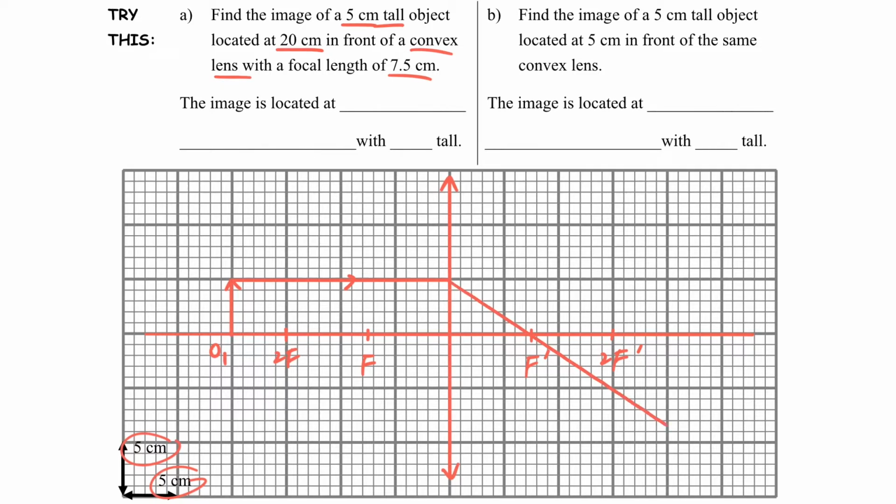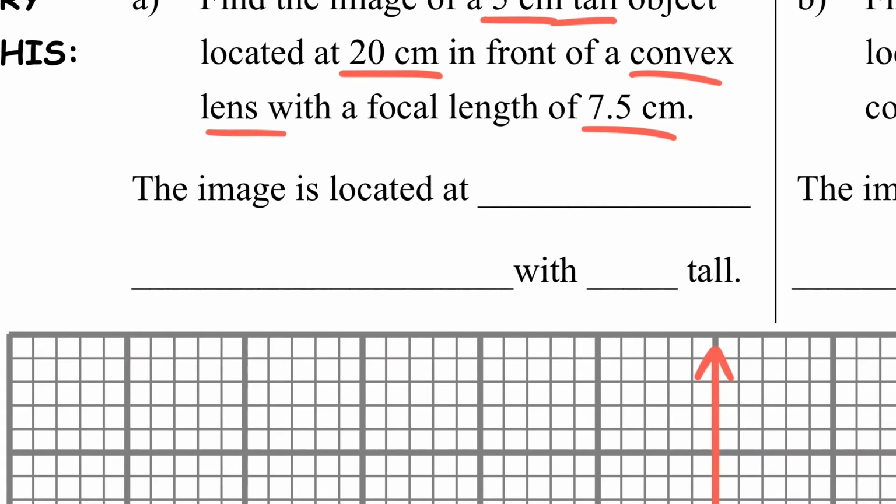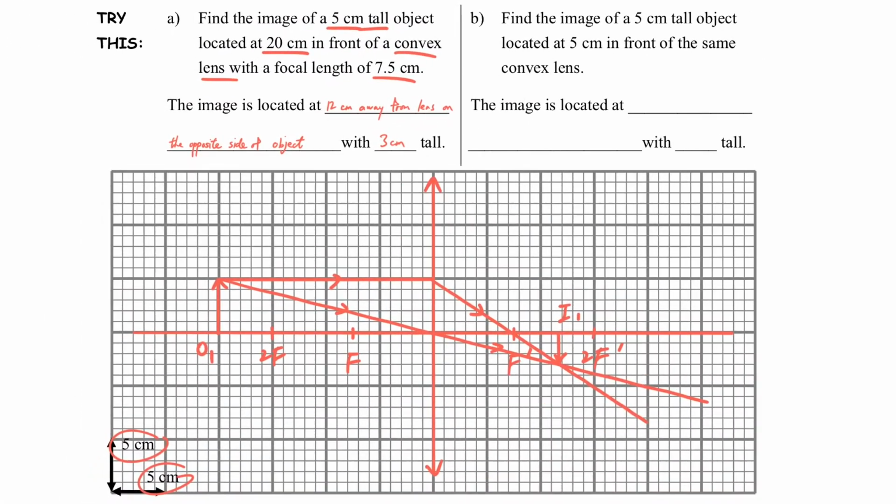We use rule number 1 to draw the first light ray, and then rule number 3 to draw the second light ray. So where is the image? It is the intersection of the refracted rays, which is on the other side. We call it I1. How do we write the position of the image? It is about 12 cm away from the lens on the opposite side of the object. We won't say left or right; we will make it very clear whether it is on the opposite side or the same side of the object. The image is about 3 cm tall.